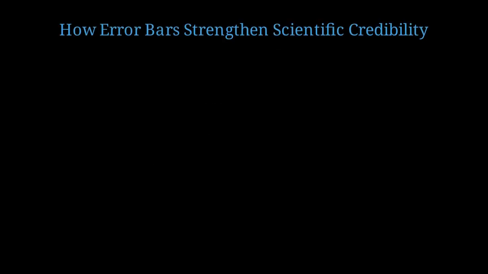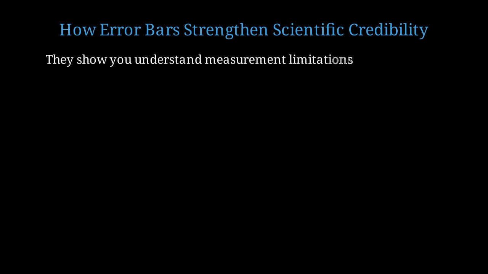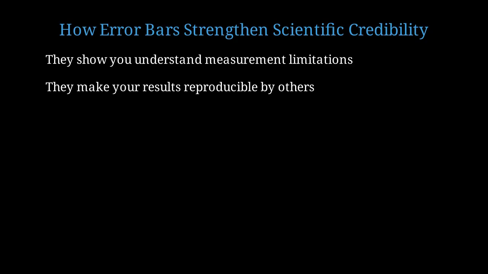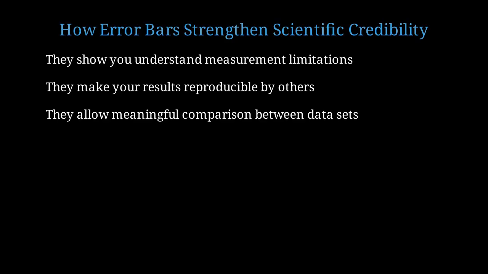Let me emphasize, error bars are not weaknesses. They strengthen your scientific credibility when used properly. They demonstrate that you understand the limitations of your measurements and the variability inherent in the system. They make your results reproducible. Another scientist knows what range of values to expect when repeating your experiment. They allow meaningful statistical comparison. You can determine if two measurements are significantly different or consistent within uncertainty.